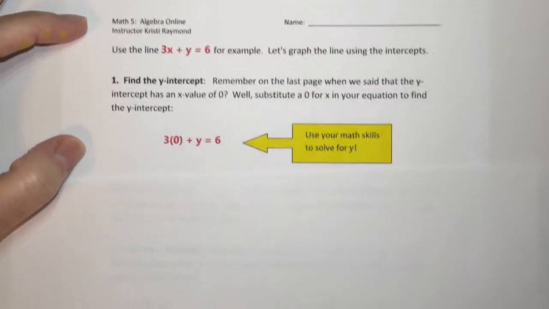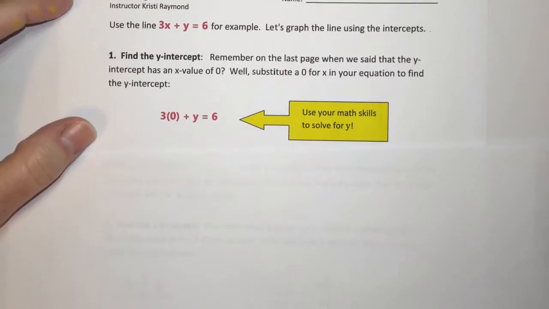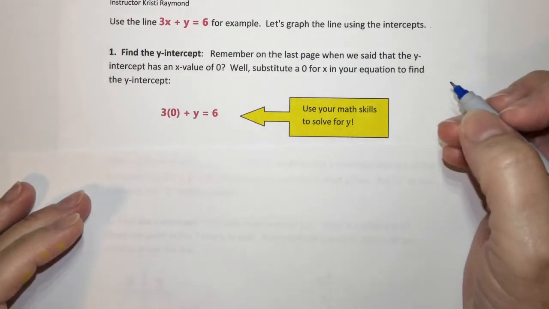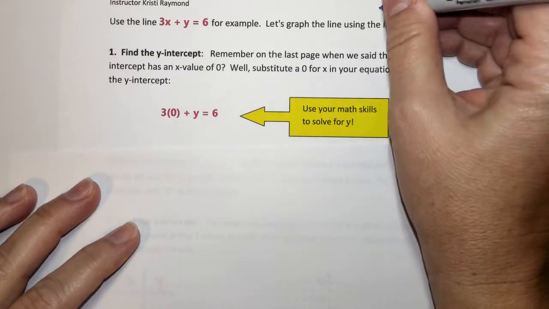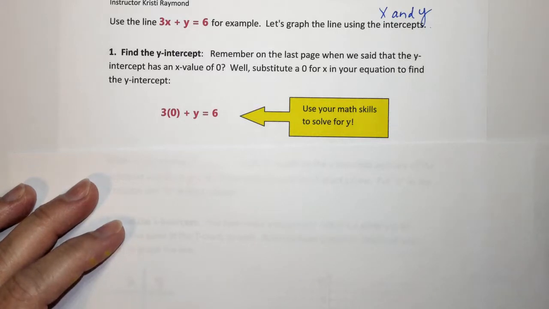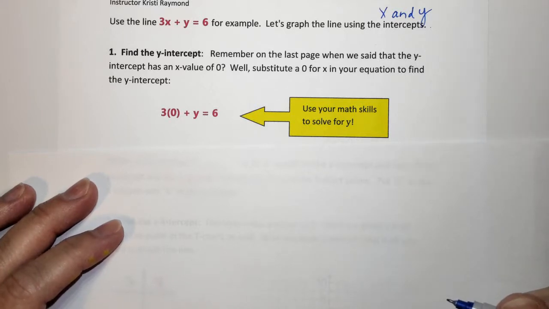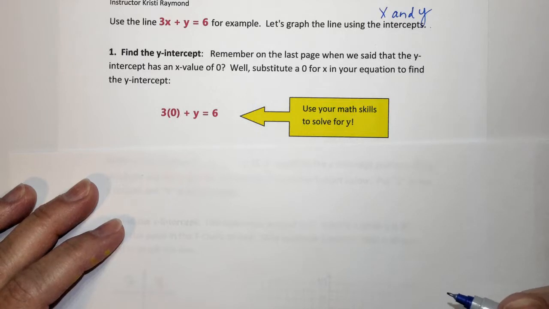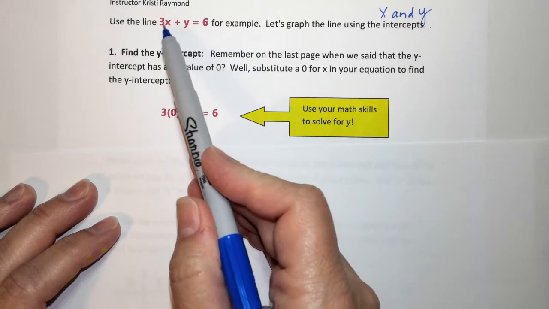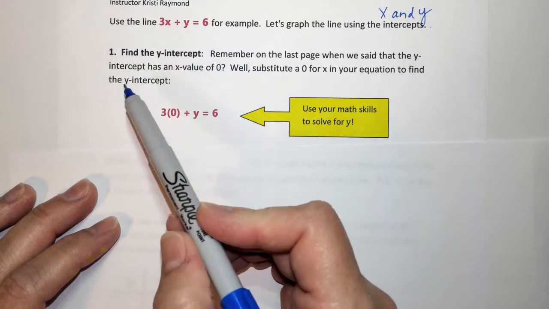Let's look at a line. Use the line 3x plus y equals 6 for an example. We want to graph the line using the intercepts, both the x and the y-intercepts. Here's the first step. Find the y-intercept. Now remember, on the last page we said that the y-intercept has an x value of 0. Well, substitute a 0 for x in your equation up here. And then you'll find the answer for y.